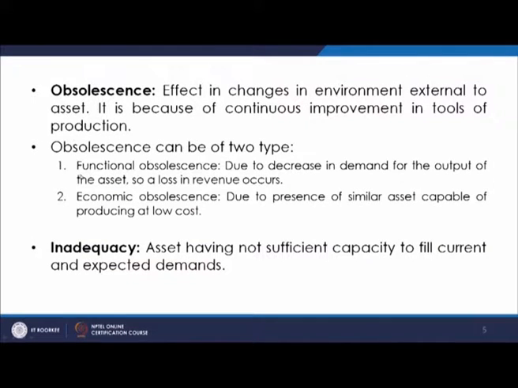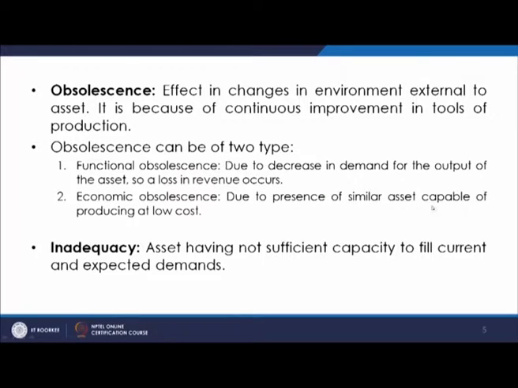One is functional obsolescence, which is because of the decrease in demand for the output of the asset. So, basically it is because of the functional inability of the asset, because it is not able to perform to the level that the manufacturer now desires of the machine. So, this is because of the decrease in demand for the output.